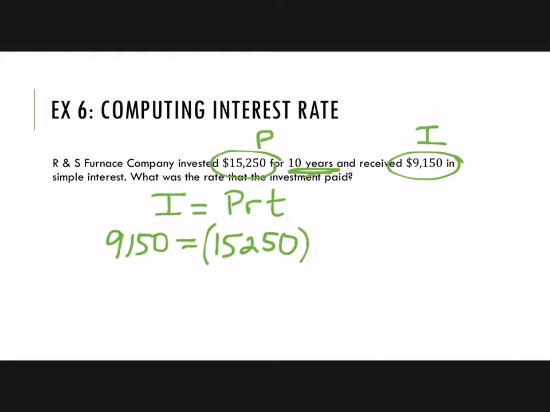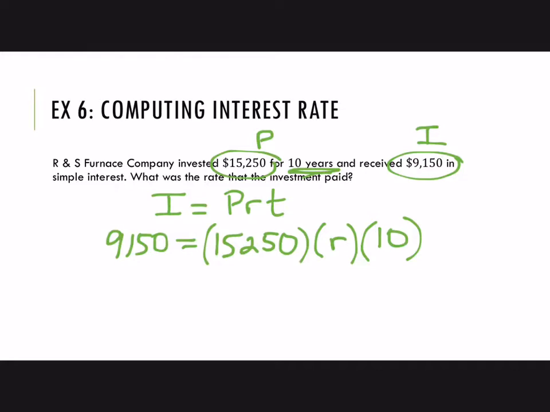The rate, that's the question. We don't know that, so we'll leave that as a variable, R. And then we have a time period, 10 years. Notice now when we solve, this is going to be an annual rate because we have time in years.